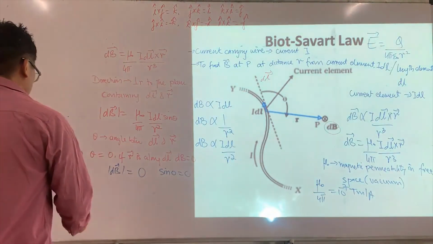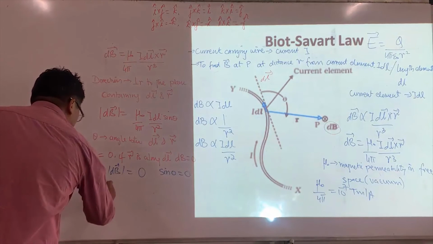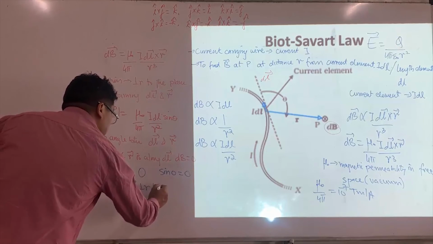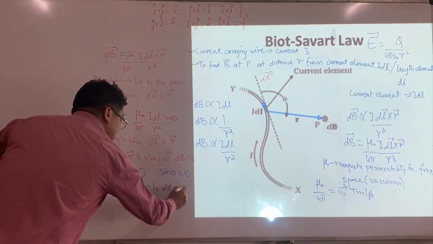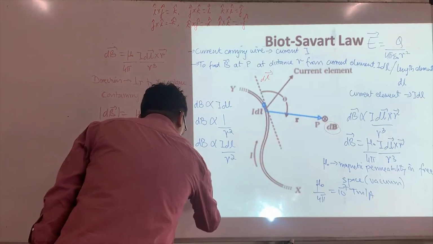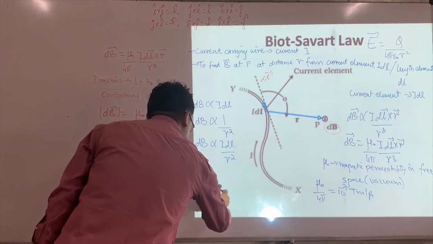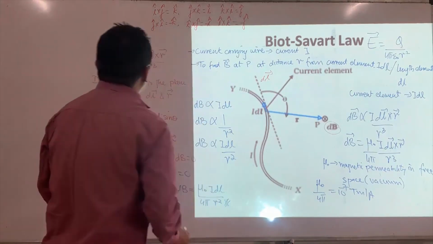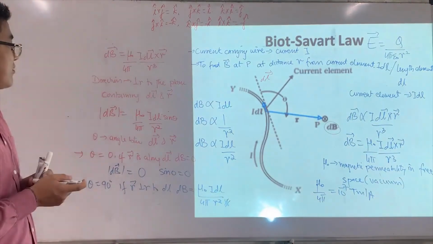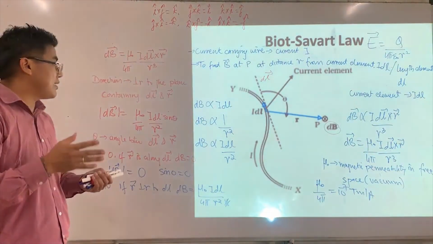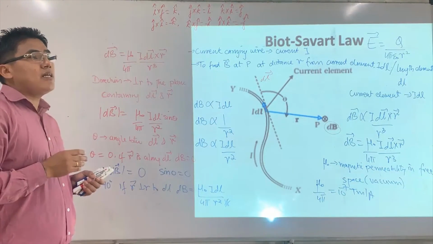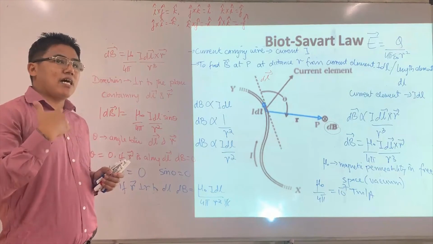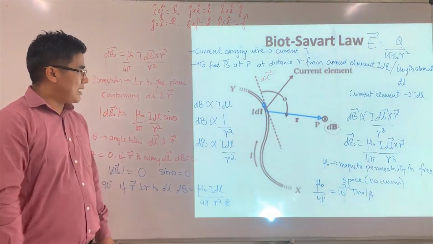It must always be perpendicular to dl. If theta is equal to 90 degrees, that means if r is perpendicular to dl, then dB is equal to mu naught I dl divided by 4 pi r square. This is the case, and it is very, very important. What you have to understand here is there is no magnetic field component along the direction of the length element. It is always perpendicular to dl.